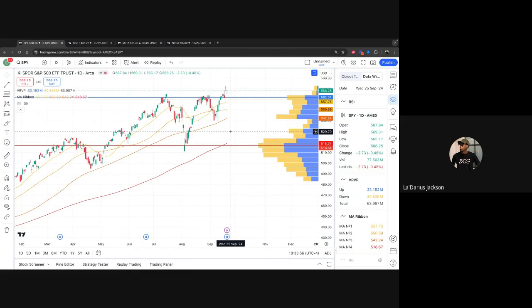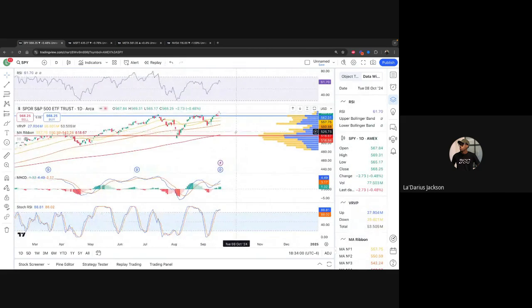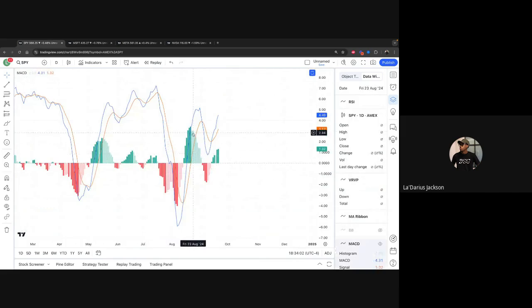All right. So that's the VRVP, that's the MA ribbon. And the last two should be quick. They're pretty simple. This is the MACD, which stands for moving average convergence divergence. This indicator is simply telling you what type of pressure is being applied to the stock. If the blue line is on top, that means buying pressure is being applied. If the red line is on top, that means selling pressure is being applied.